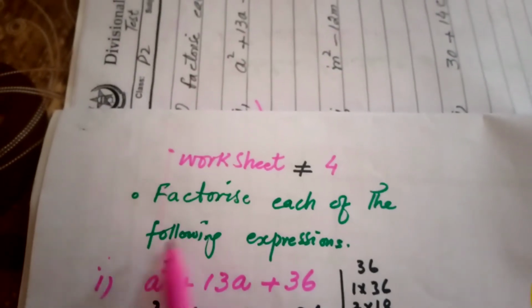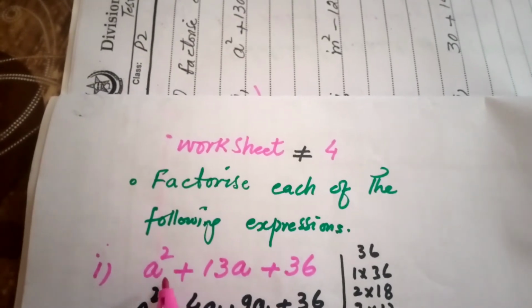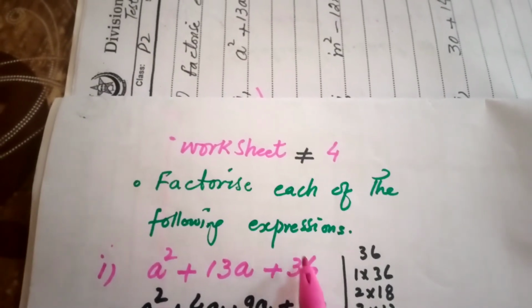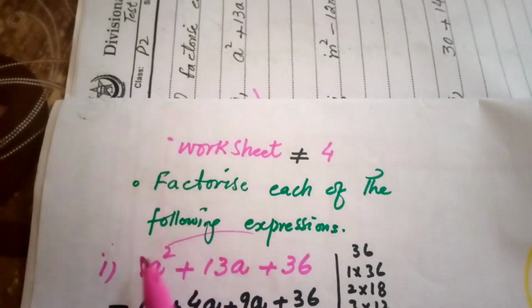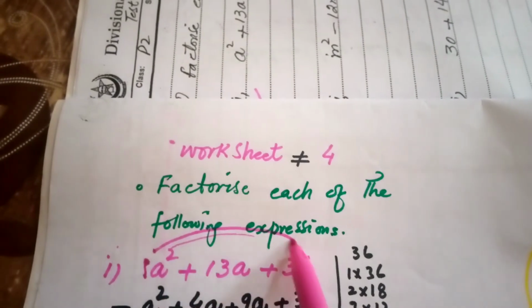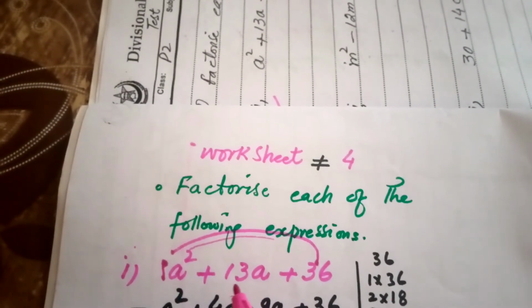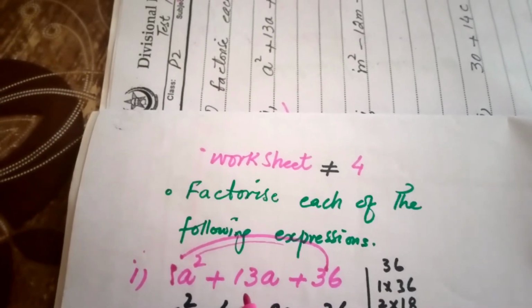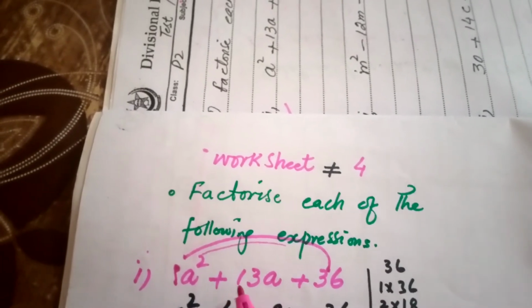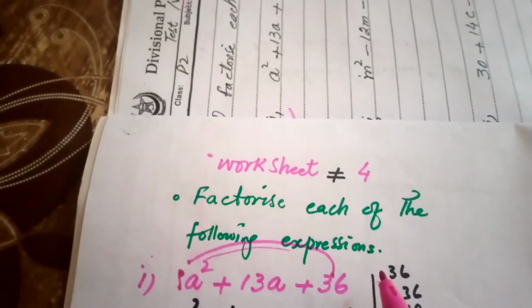Okay students, the question is factorize each of the following, and the first part is a square plus 13a plus 36. There is a coefficient of 1, so you will multiply 1 with the 36. So you have to make pairs of 36. You need two numbers which, when you add them, give you 13, and the product of those numbers will be 36.